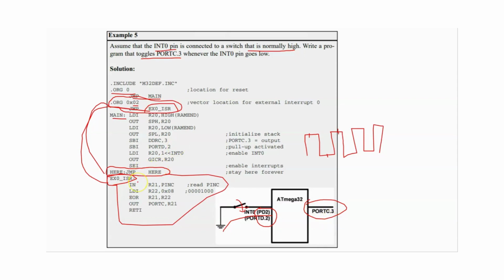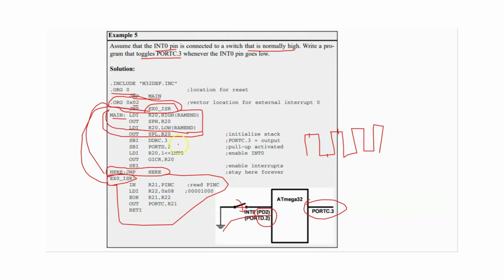Before discussing this ISR, we should go through this part, which is the main function. In the main function, these lines are related to setting the RAM stack pointers, which we usually do, as we discussed in previous sessions, and after that we initialize the stack. So this is overall the stack setting lines, 4 lines.